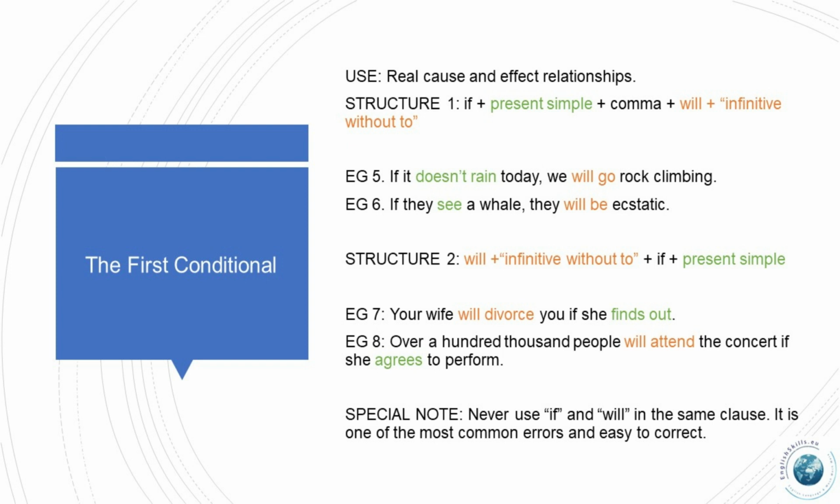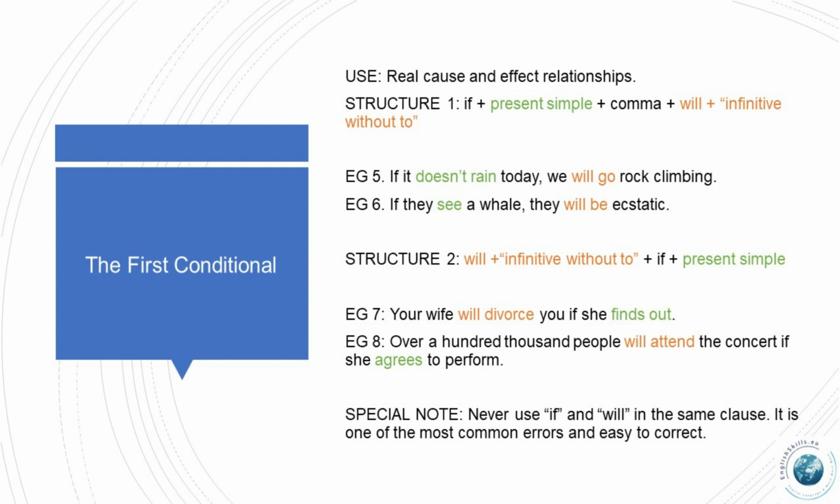You can see we're just swapping it around. This time the if comes in the middle, and again it's followed by the present simple. Example 7, your wife will divorce you if she finds out. So we do not put the comma before if. Just remember that if it comes in the middle of the sentence, in other words, we're reversing the clauses. Example 8, over 100,000 people will attend the concert if she agrees to perform. Pause the video there, just have a reread of those sentences if you need to.